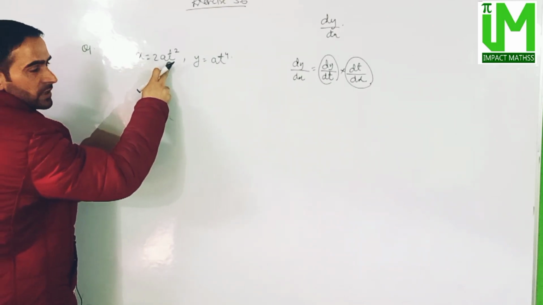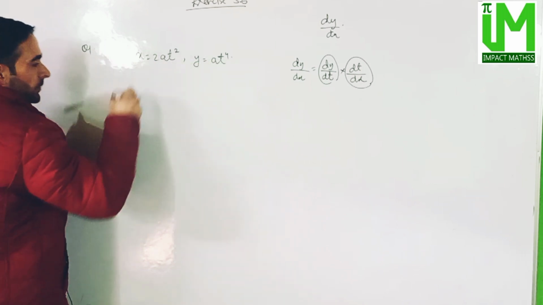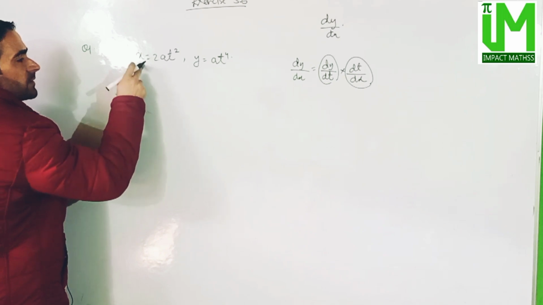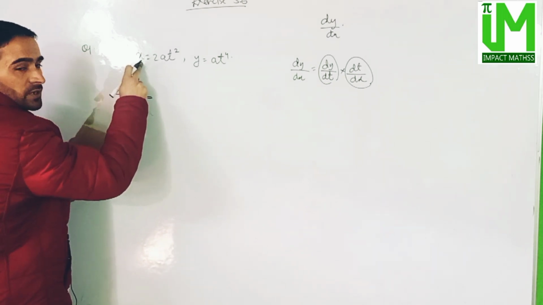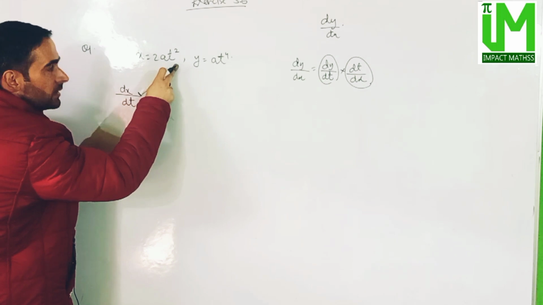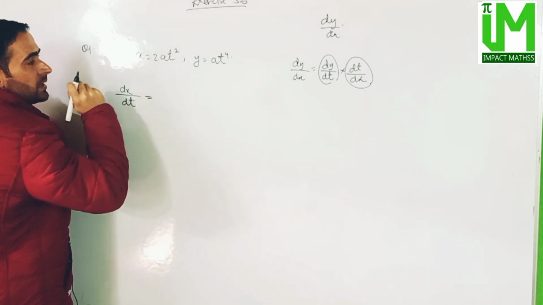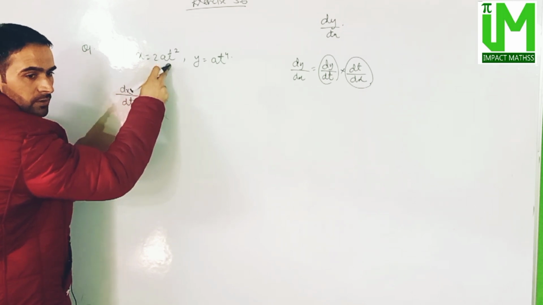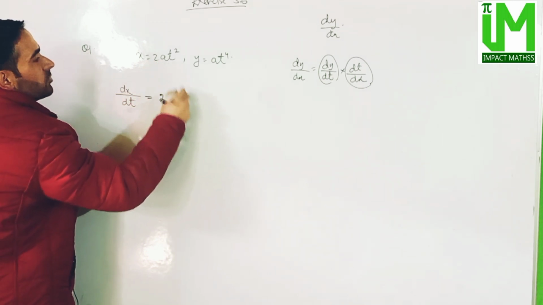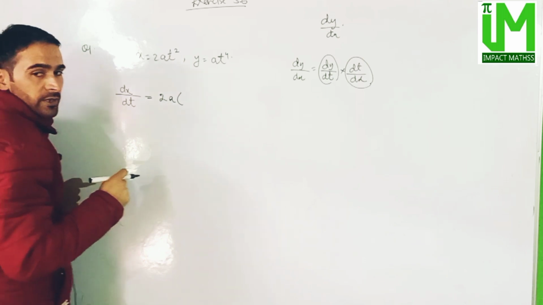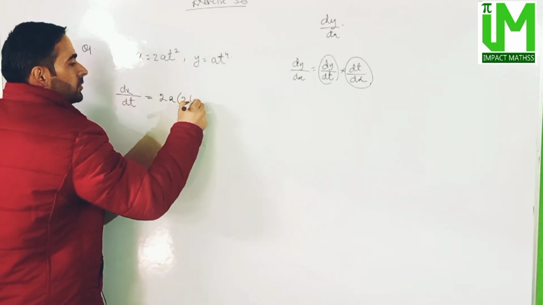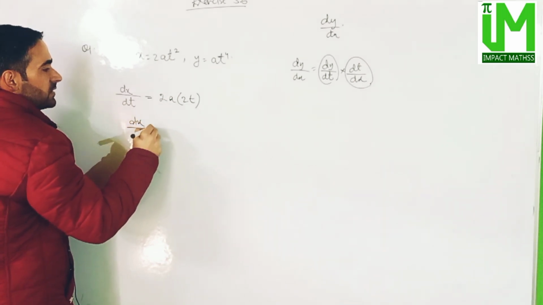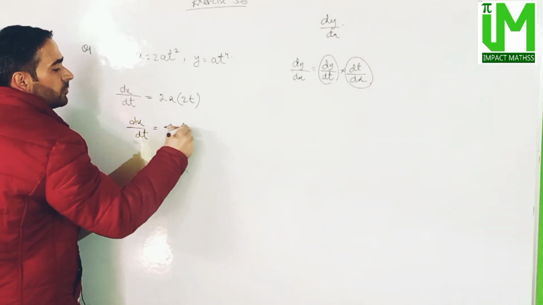First, we differentiate with respect to the parameter t. So we write dx divided by dt. What do we mean by dx divided by dt? Differentiating this function with respect to the parameter t. So dx divided by dt: 2a as it is, being constant, then we differentiate t square, and the derivative will be 2t. So dx divided by dt is equal to 4at.